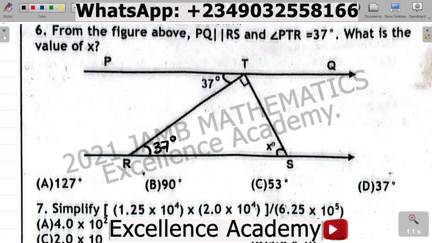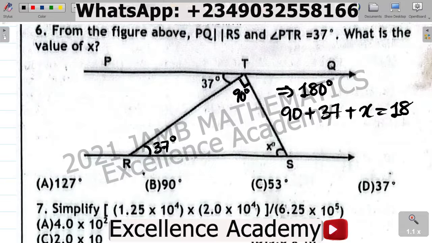Also, you're given this sign here, which symbolizes 90 degrees. So that means to get the value of x, we know that the sum of angles in a triangle is equal to 180 degrees. So this angle here, 90, plus this 37, plus this x should be equal to 180. Again, that's because the sum of angles in a triangle is equal to 180 degrees. So I have 90 plus 37 plus x equal to 180 degrees.